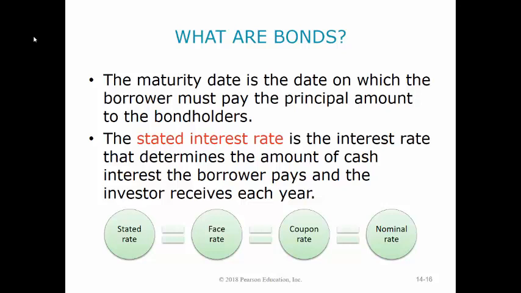So each bond not only has a face value associated with it, it has a stated rate, which is the amount of interest that you pay periodically on that bond. The terms stated rate, face rate, coupon rate, and nominal rate are all synonymous, but I will try to do my best to stick with the term stated rate. I do, however, find the term coupon rate to be kind of entertaining.